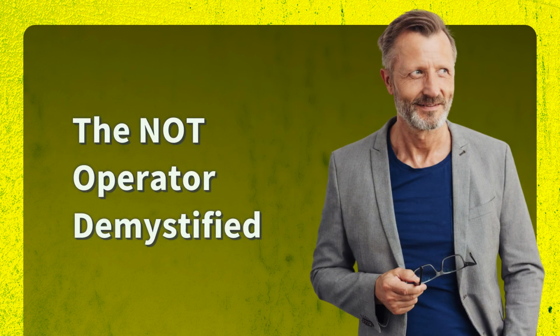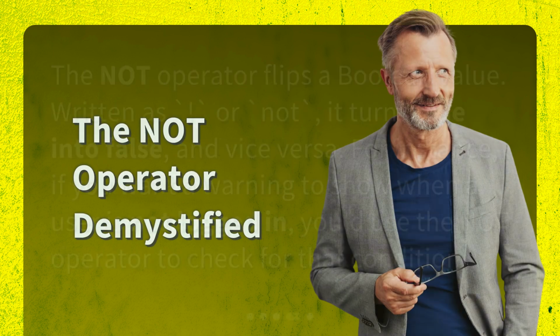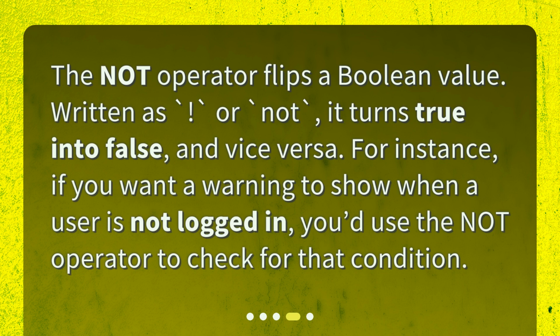The NOT operator demystified. A NOT operator flips a Boolean value. Written as an exclamation point or NOT, it turns true into false and vice versa. For instance, if you want a warning to show when a user is not logged in, you'd use the NOT operator to check for that condition.